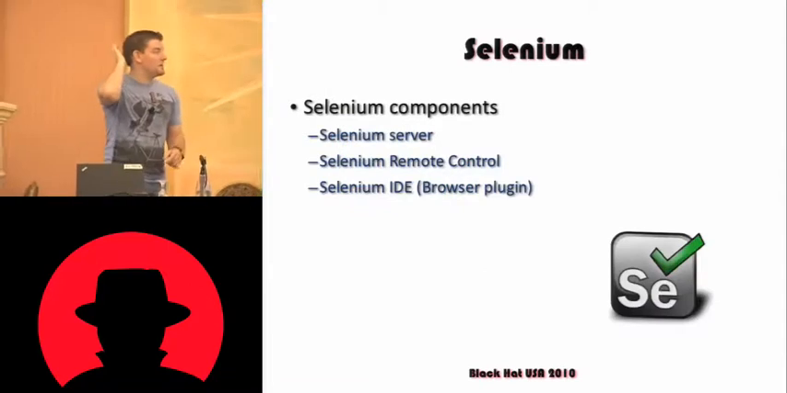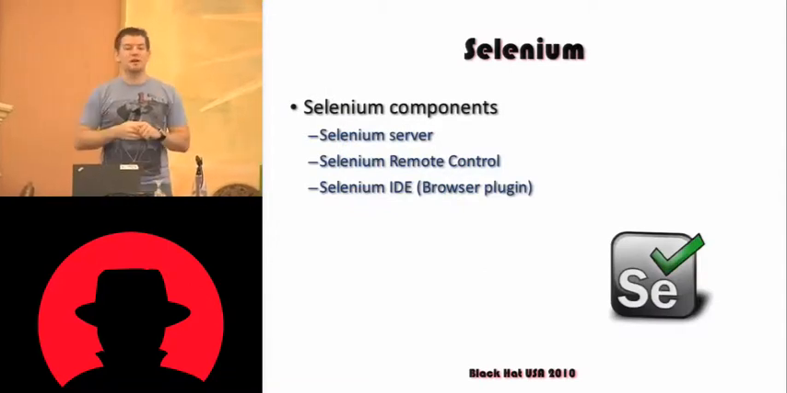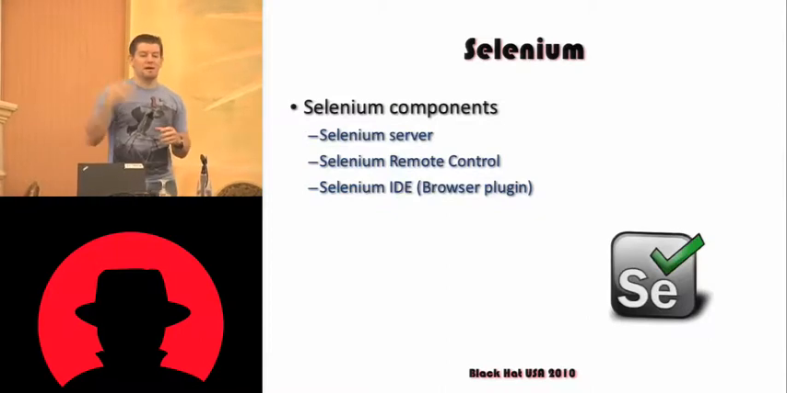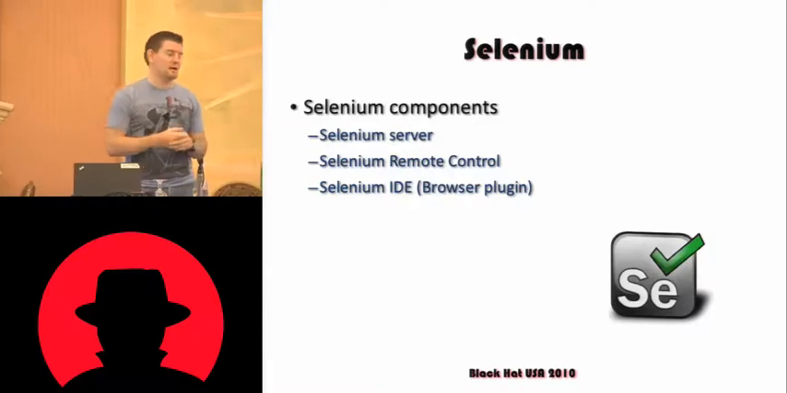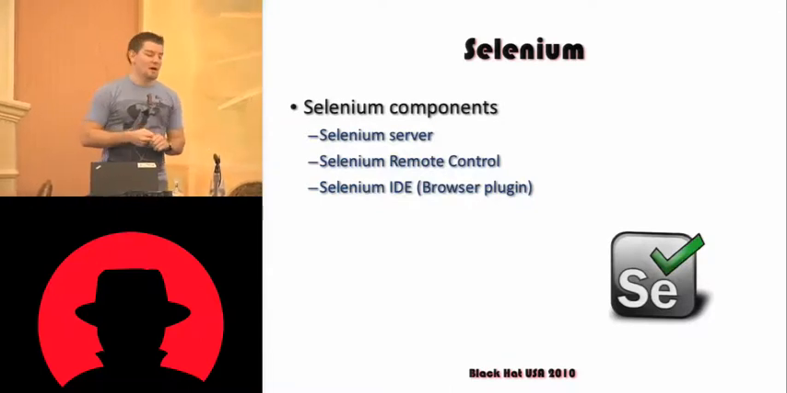So there's a couple of different components to Selenium. There's the server, which is basically written in Java, that sits there, listens for the request to come in, and basically runs and launches the browser. The remote control, which is your Python interface, so it'd be selenium.py when you download the code. And then the browser plugin, it's a Firefox plugin.